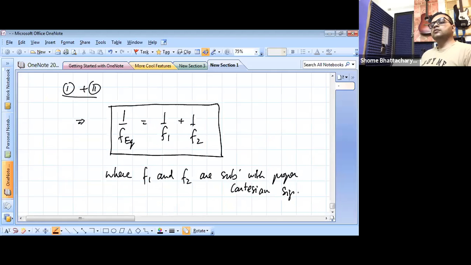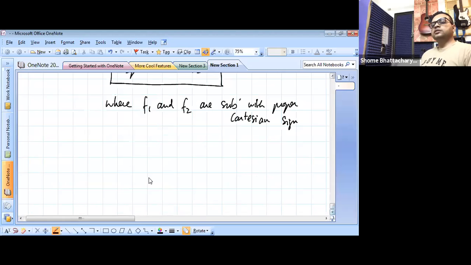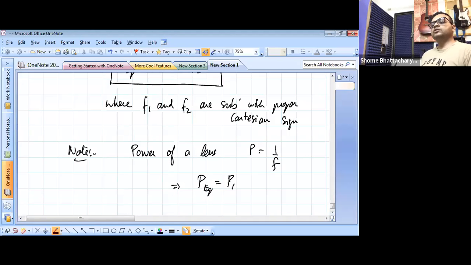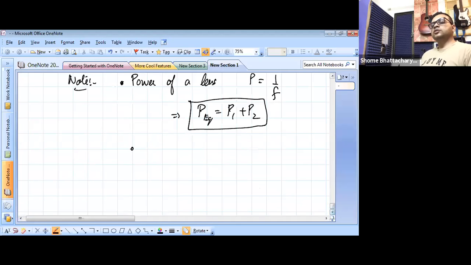Cartesian sign convention. So before you write this down, another point is that power of a lens is defined as 1 upon focal length. So here we can also say that the equivalent power becomes power of the first lens plus power of the second lens. You should also know that the unit of power is diopter, where 1 diopter is equal to 1 meter inverse.